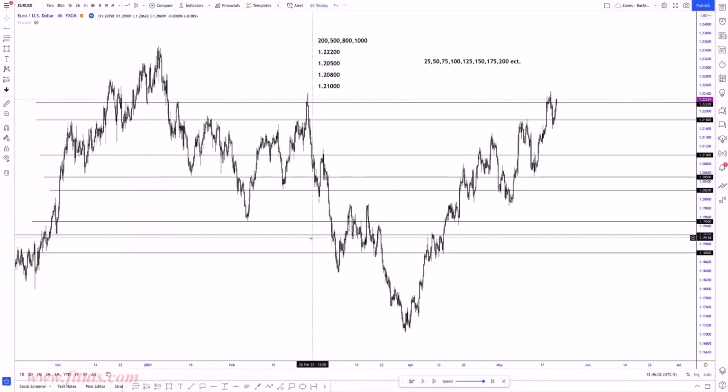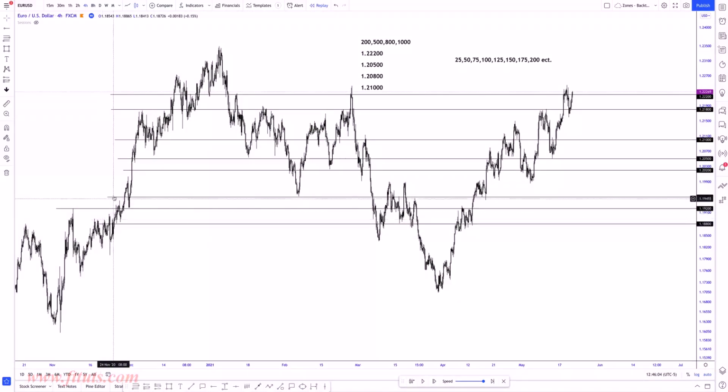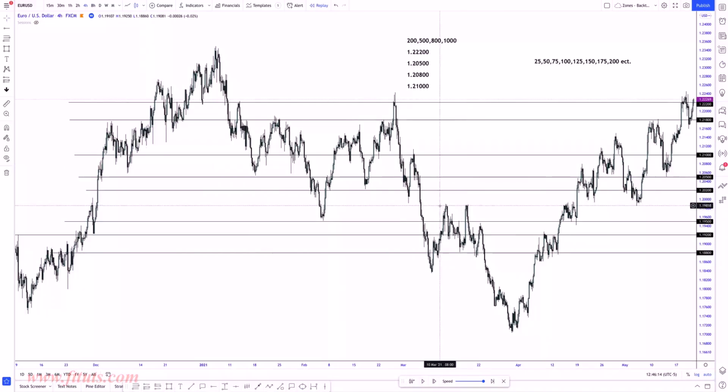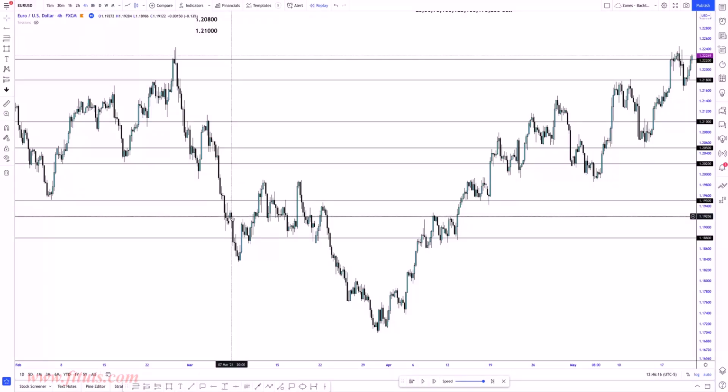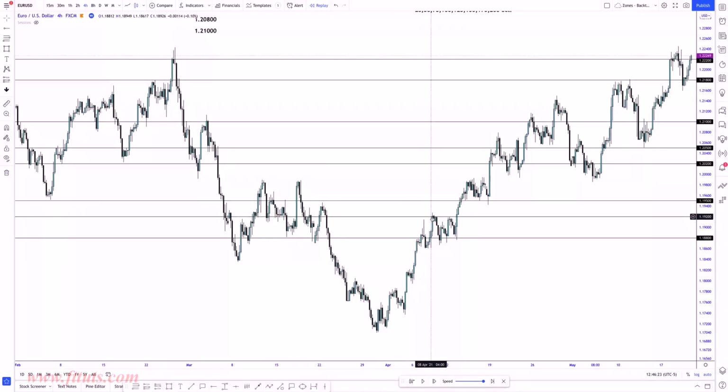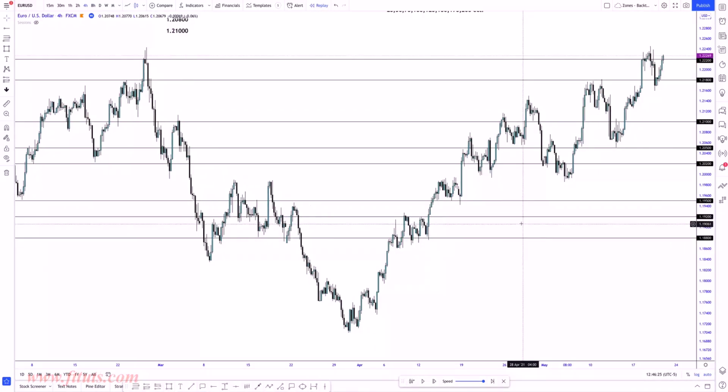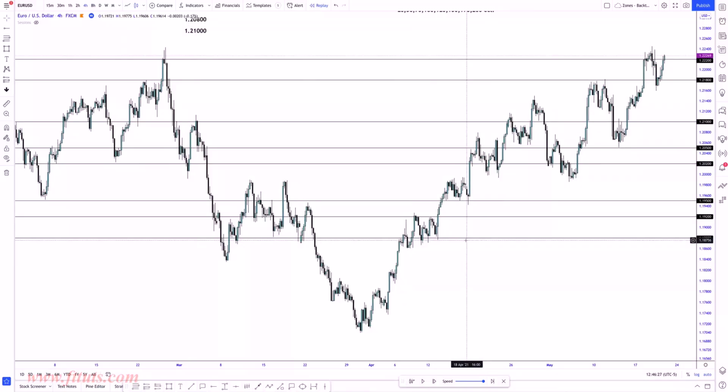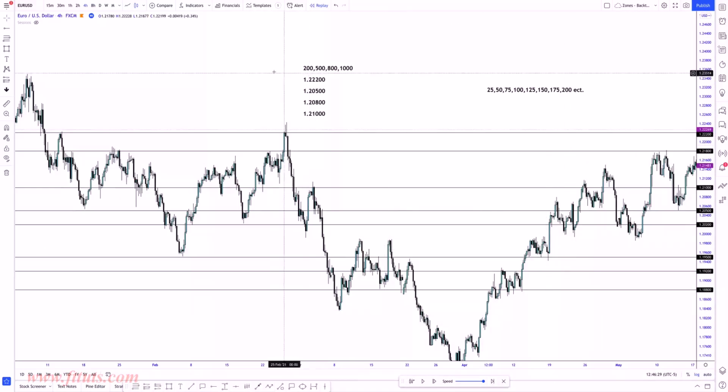We'll do another one at the very bottom here, 1.19200. This level, you can see we tested perfectly to the pip, broke back above, tested as support, went across, broke below, tested here. Let me zoom in for you. Broke below, tested here, broke back above, tested, broke back below, tested, and over here as well, tested, and so on. You can see how well price is respecting these points. So again, these are the numbers you'll be focusing on.